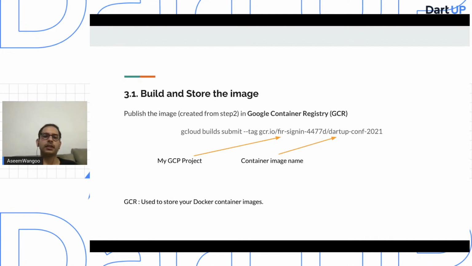That is done using the command gcloud builds submit --tag followed by gcr.io, which is the address to recognize GCR, followed by the GCP project, which in this case is my project, followed by the container image name, datapconf2021, which is the same image name we used to create it locally.